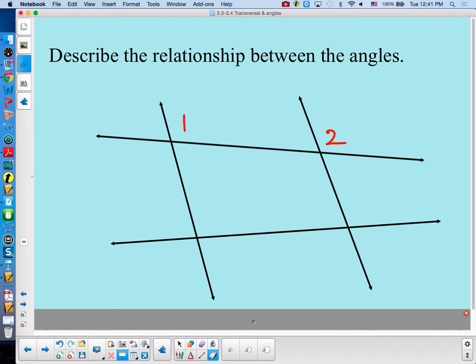All right, let's try another one. How about angles 7 and 8?